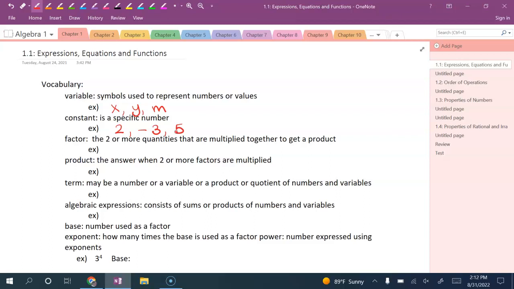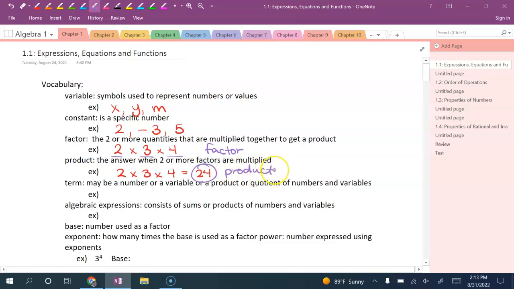Now factors would be when you have 2 or more quantities that you're multiplying together. And so for example, if I had the numbers like 2 times 3 times 4, these would all be factors. So each one of these would be considered a factor. Now if I were to actually multiply them across, so 2 times 3 times 4, and that would come out to be 24, then that 24 is known as the product.